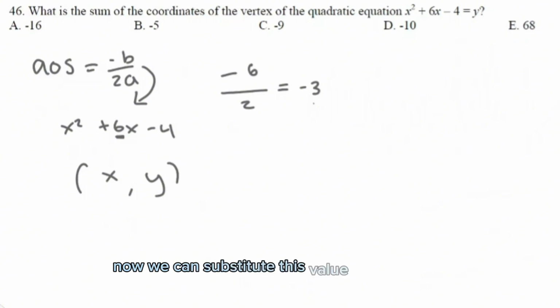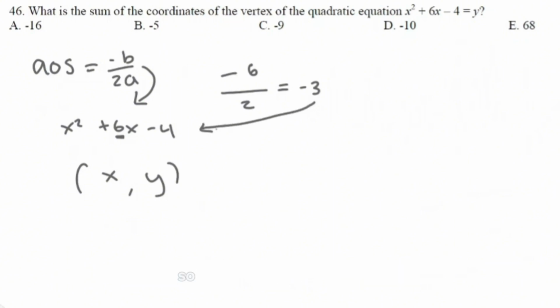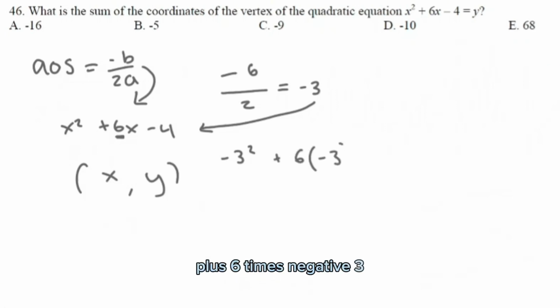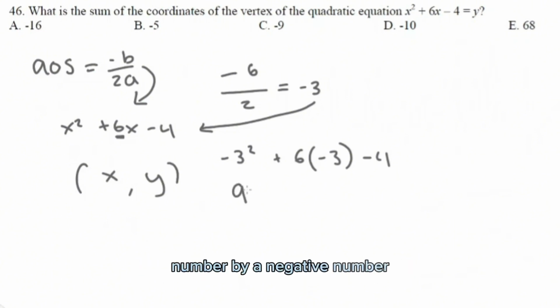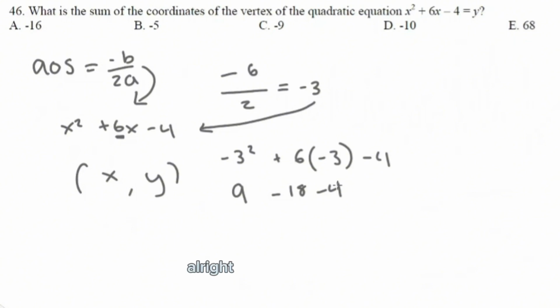Alright, now we can substitute this value of negative 3 back into this equation. So that's negative 3 squared plus 6 times negative 3 minus 4. First, negative 3 squared is negative 3 times negative 3, which is positive 9, because when you multiply a negative number by a negative number, it becomes a positive number. Next, 6 times negative 3 is negative 18, because 6 times 3 is 18. Finally, minus 4. Alright, 9 minus 18 is negative 9, and negative 9 minus 4 is negative 13.